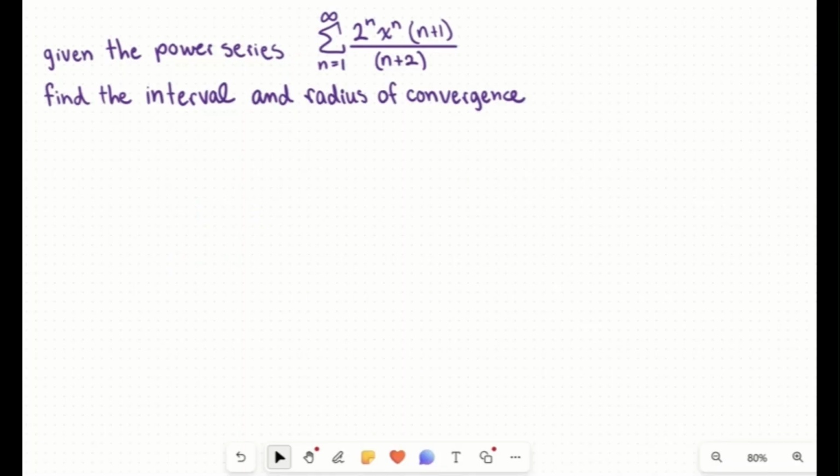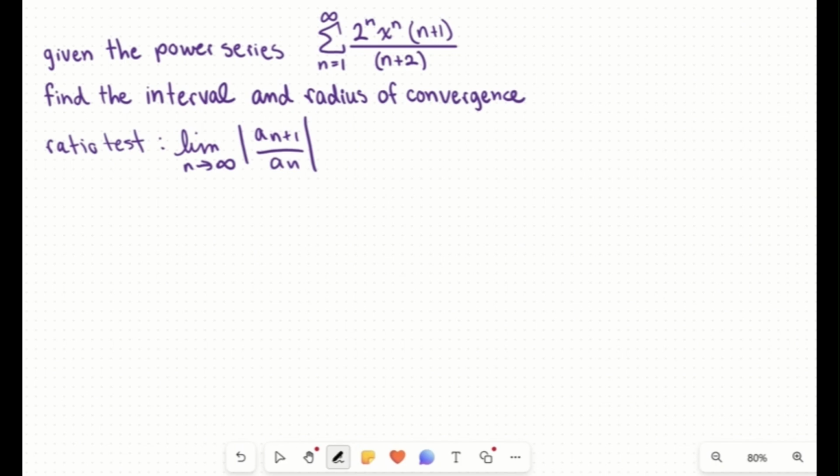In this video, we're going to go over how to find the interval and radius of convergence for a power series. The first thing we do when we're looking for the interval and radius of convergence is we want to use the ratio test. So the ratio test is when we take the limit as n approaches infinity of the absolute value of a sub n plus 1 over a sub n.